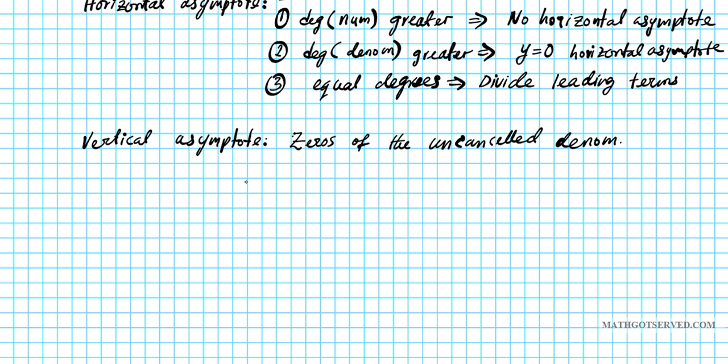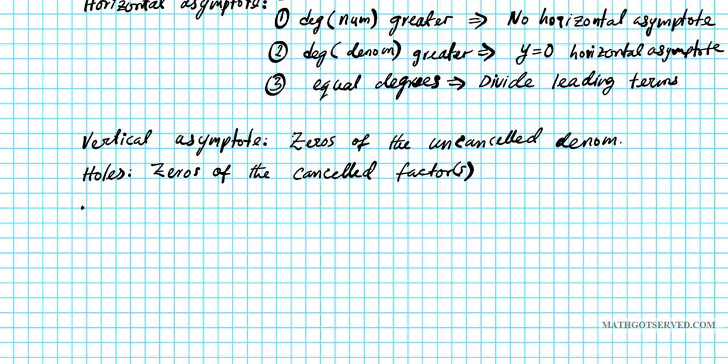Another piece of information you need to know is how to find the holes. The holes of a rational function in the quotient form can be determined by finding the zeros of the cancelled factors. You can have one or more factors. Just find the zeros of whichever factors are cancelable, basically factors that are common to the numerator and the denominator.